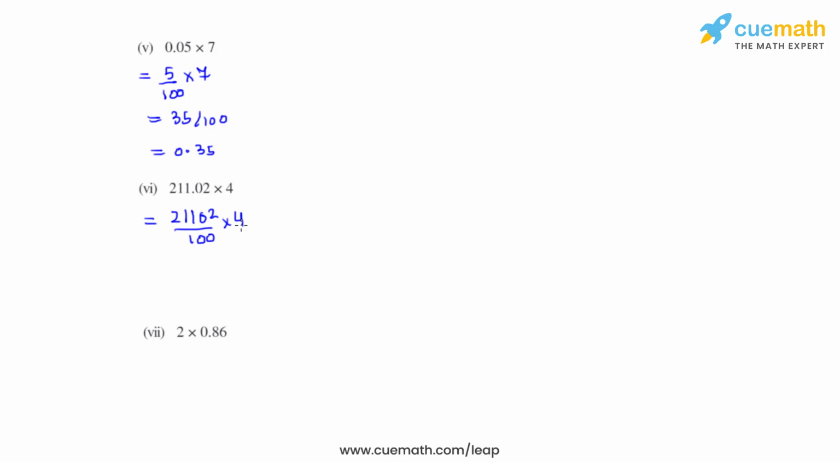have to times it with 4. So we get the product as 84408 divided by 100. So the final answer that we get is 844.08.